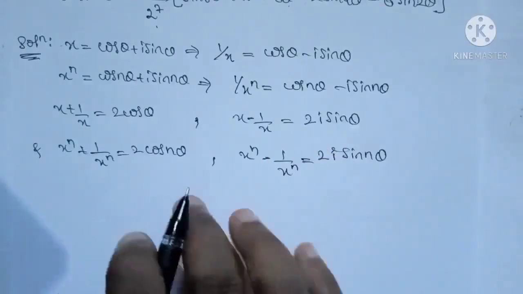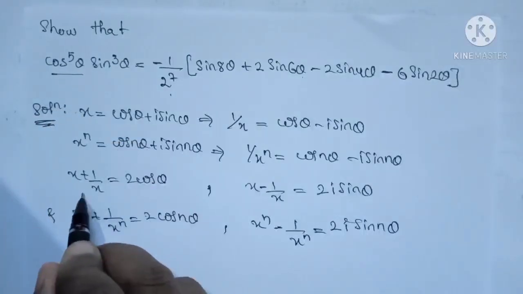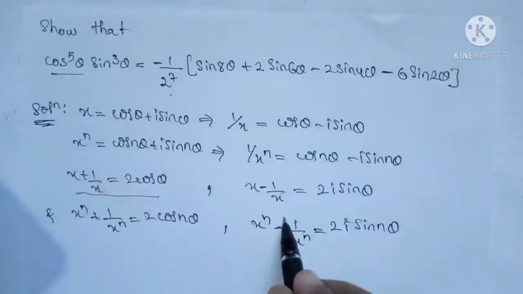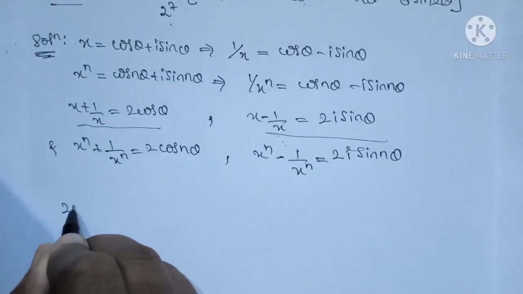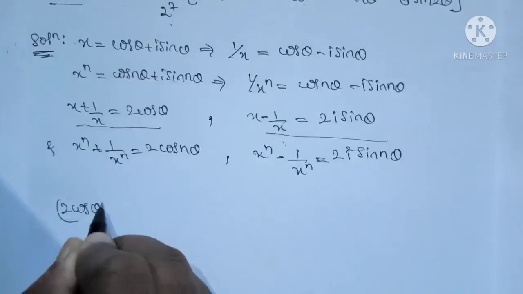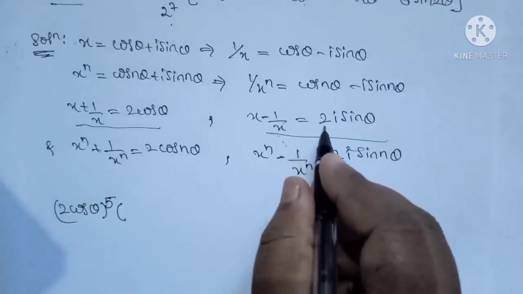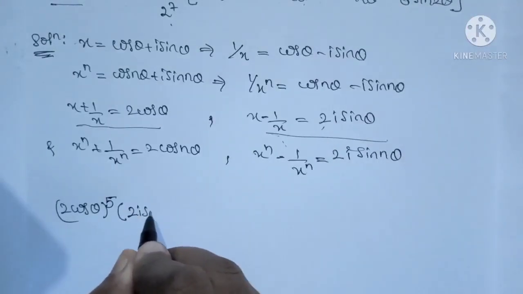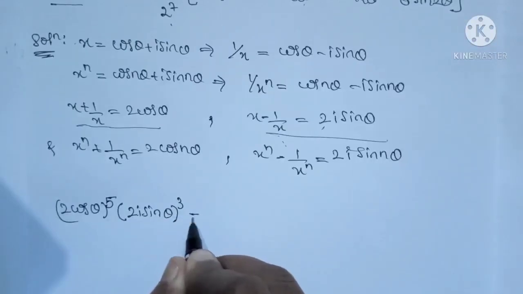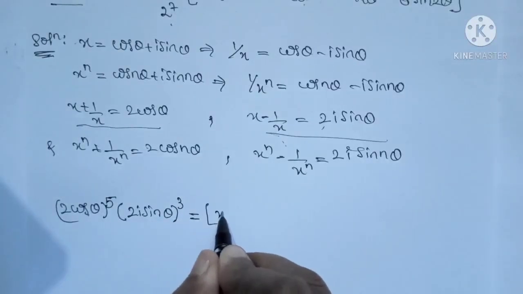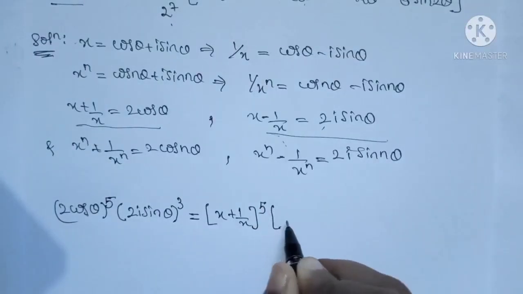Now, first term is cos^5 theta. For cos we take this expression, for sin we take this one. So therefore 2 cos theta power is 5, so we should take the 5, into next term is sin. So for sin we take this 2i sin theta power 3. So here cos means it is x plus 1 by x power 5 and sin means x minus 1 by x power 3.